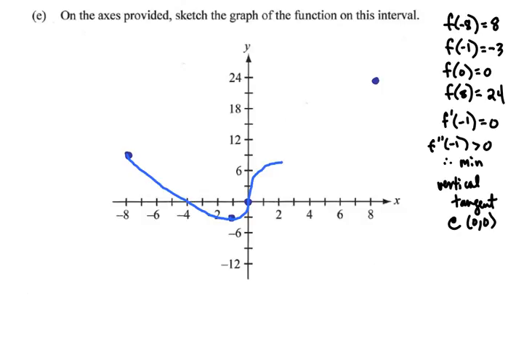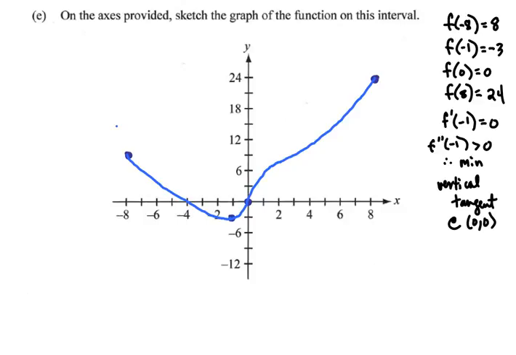We have concave up from -8 to 0. We have a minimum at -1, -3. We have a vertical tangent at 0, 0. And then we have concave down from 0 to 2. And from 2 to 8, we have concave up again. And so the final graph might look something like this.